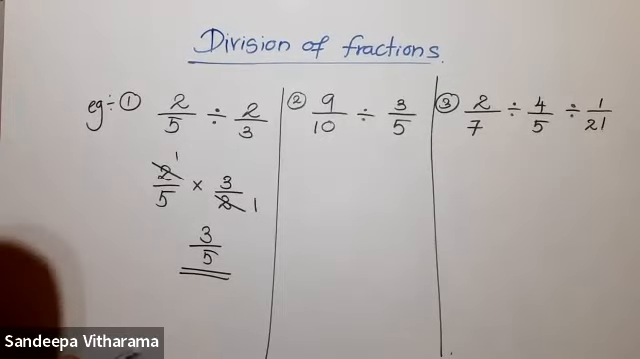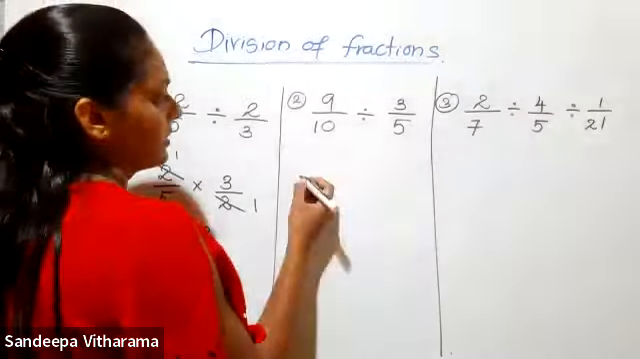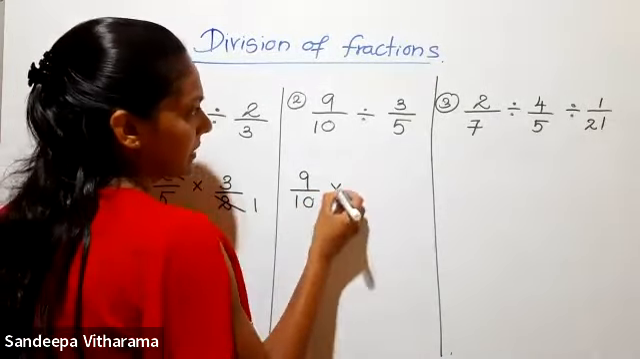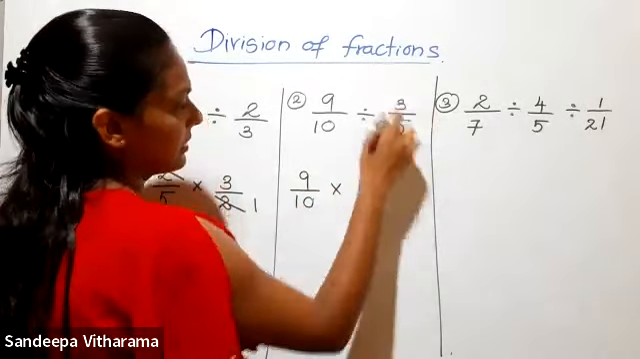Yes, what are the answers you get here? 9 upon 10, division becomes multiplication, and we take the reciprocal of the second fraction. Reciprocal means we flip the second fraction upside down. What answers did you get?